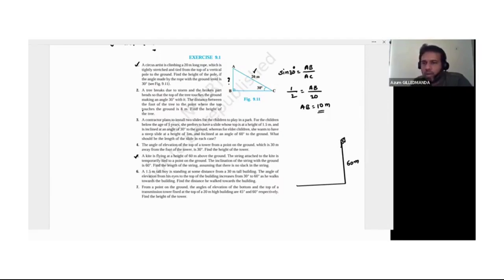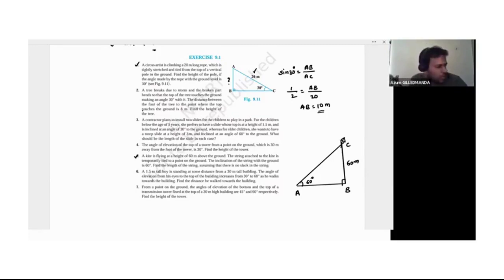And now the thread is tied to the ground. That thread is making an angle of 60 degrees with the ground. The angle of inclination is nothing but the angle of elevation. Now, just note like any normal right angle triangle, denote the vertices. This is C and this is A. Now, ABC is the right angle triangle.